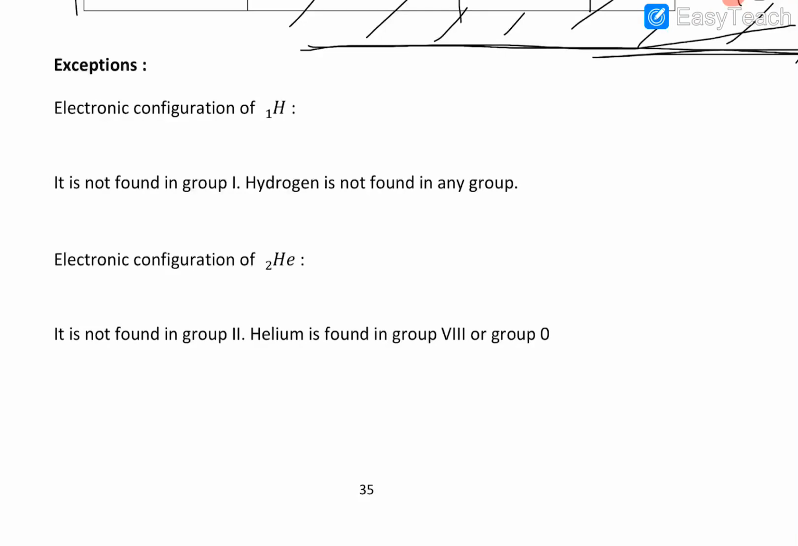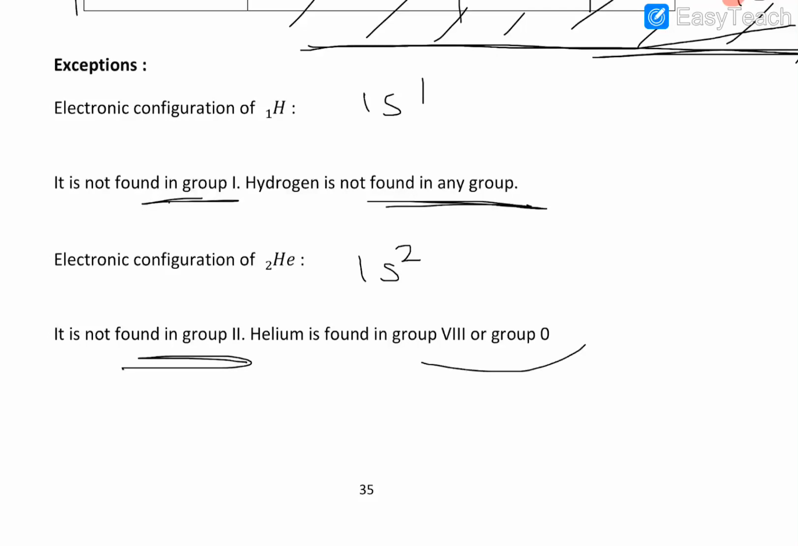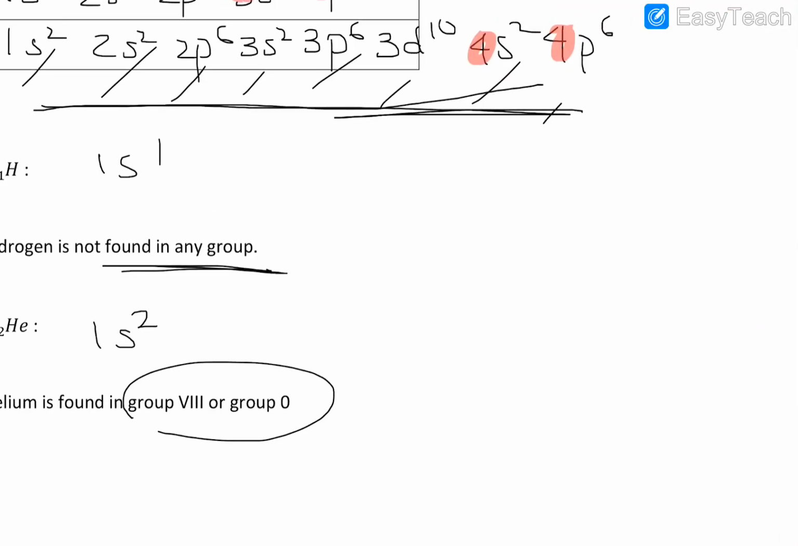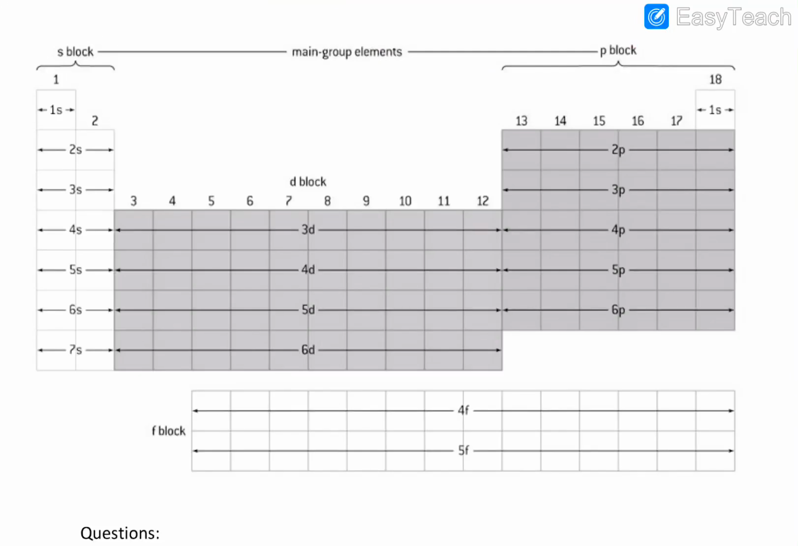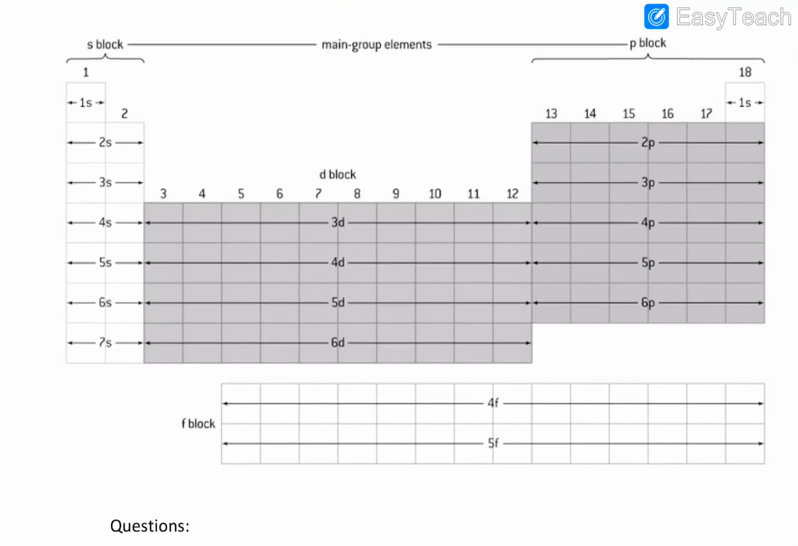The exceptions to all of this: the electronic configuration of hydrogen, 1s1, is not found in group 1, and it's not found in any group. And for helium, it's 1s2. Helium is not found in group 2, it's found in group 8 or in group 0. These are the only 2 exceptions. Everything else you can get from the periodic table, from the period: period 1, 2, 3, 4, 5, 6, 7. We're going to fill in according to the period number.